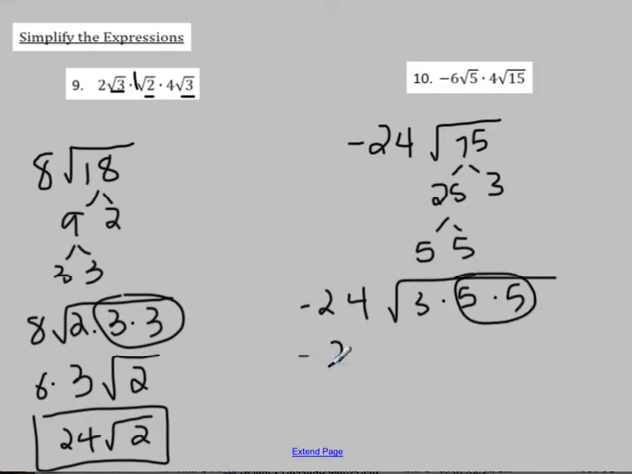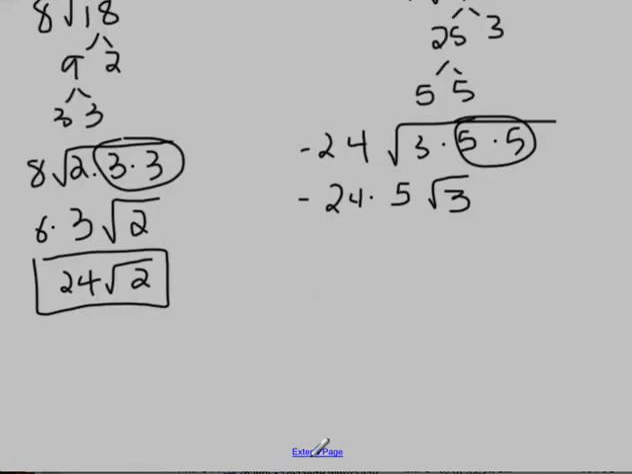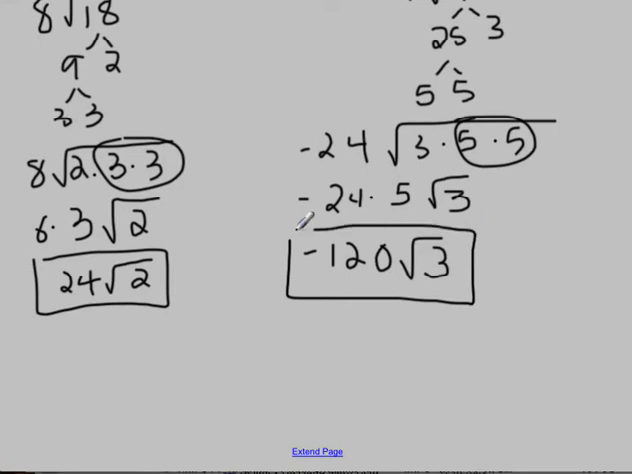So I'm going to have negative 24 times 5, and then left underneath the radical is the square root of 3. Negative 24 times 5 is negative 120, and then left underneath the radical is 3. So I have negative 120 times the square root of 3.